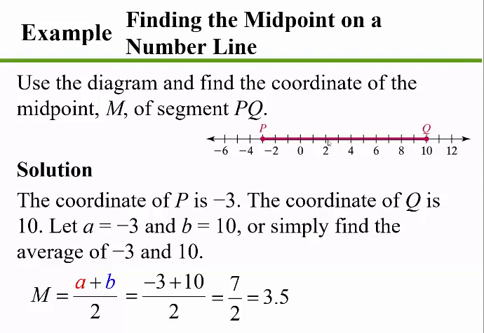So the midpoint here, here's 2, here's 4. That means this is 3. The midpoint right here is going to be 3.5.